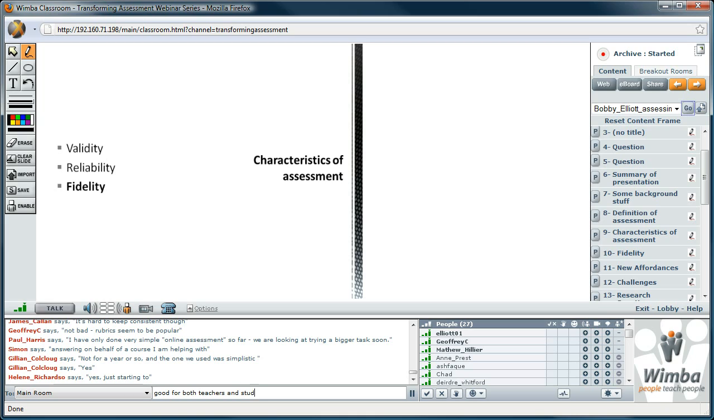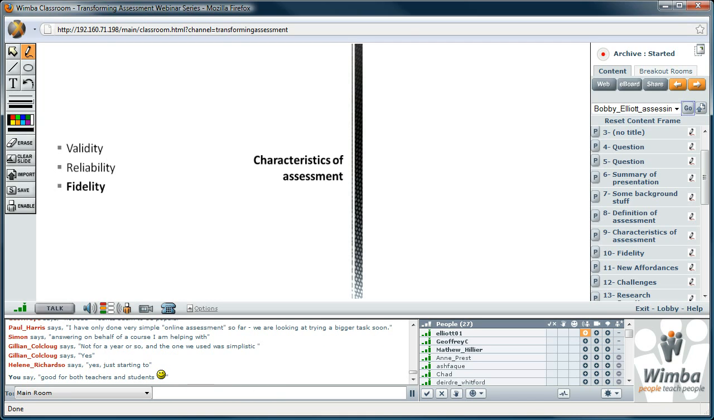The characteristics of assessment will be well known to you. I won't go over validity and reliability. I'm sure most of this audience know what those words mean. But something that was new to me and I found really interesting was something coined by an Australian guy. I'm sure many of you know Royce Sadler from Griffith University in Brisbane. I'm sure many of you know Royce's work on fidelity.